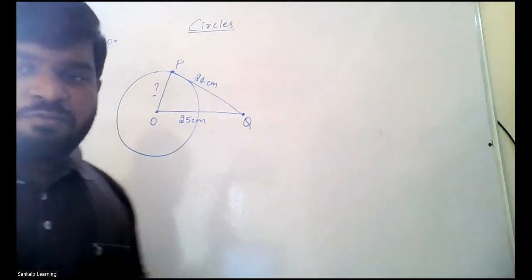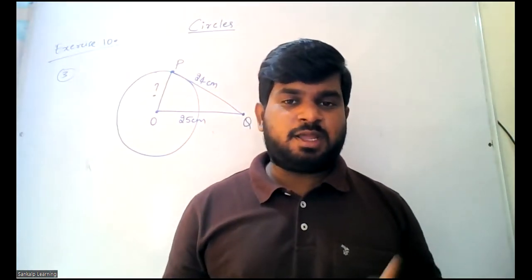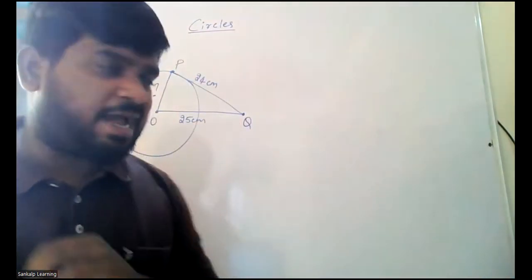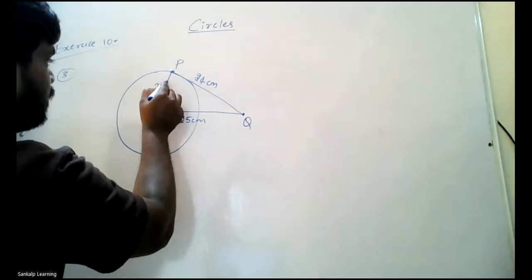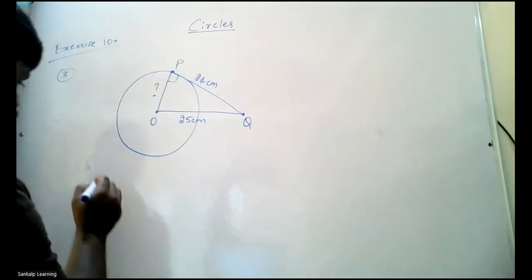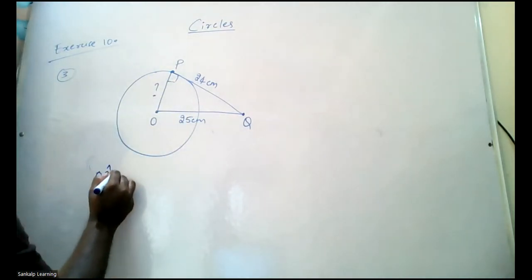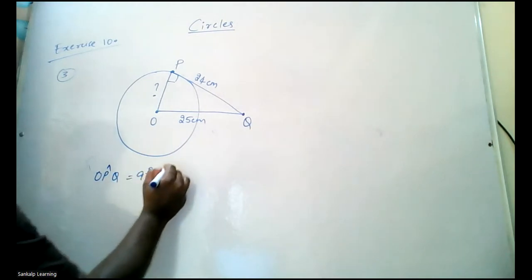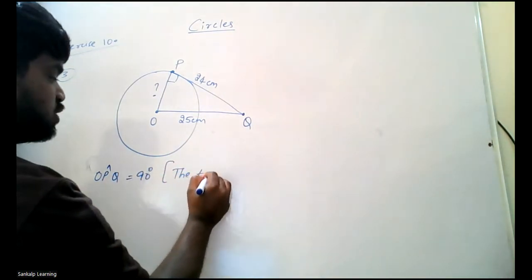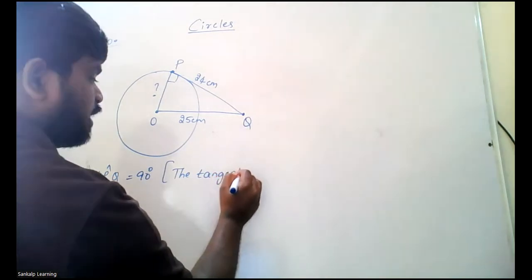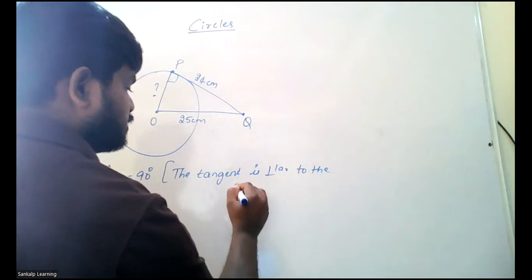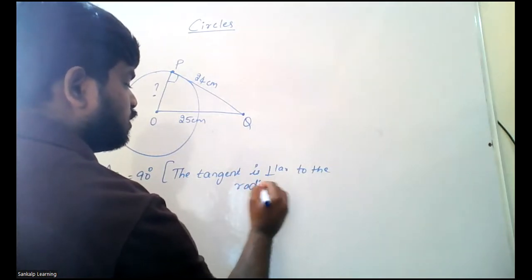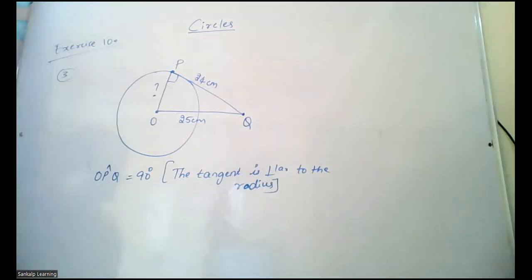As I told you, we have to make use of the property. What is the property? The radius is perpendicular to the tangent. So this is the radius that we have got. This is the tangent. So what is the angle between them? 90 degrees. So angle OPQ is equal to 90 degrees. What is the reason? The tangent is perpendicular to the radius. The tangent is perpendicular to the radius.